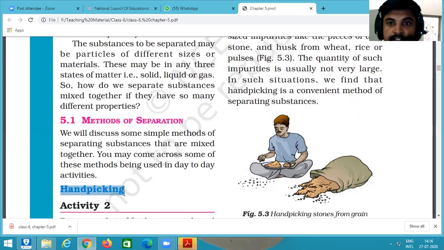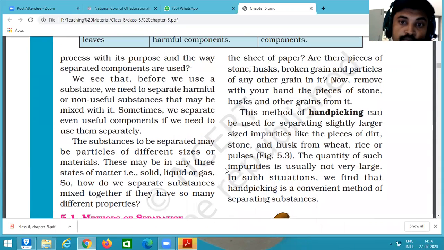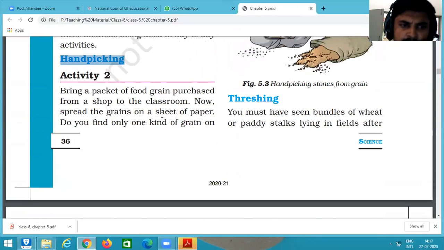Suppose I give you some fruits in a bucket and tell you to separate all the fruits into different buckets. Usually you pick the guava, you pick the mangoes, and put them into different buckets. But if I told you to separate salt particles from a sand and salt mixture, could you do it easily? No. Why? Because these particles have a very small size. Okay, so we can try to understand this with an activity.